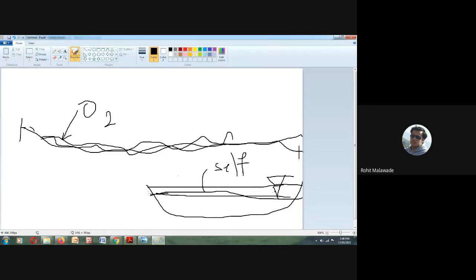Suppose this is your pond or your lake. If I wash the animals in this, since the water is standing and not flowing, the circulation between the water and the air will not be proper. So here there is a chance that the water is going to remain as it is.